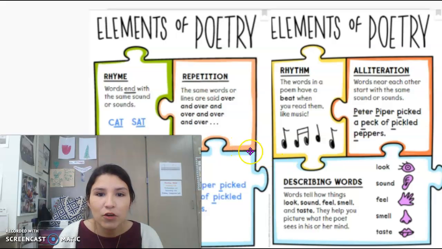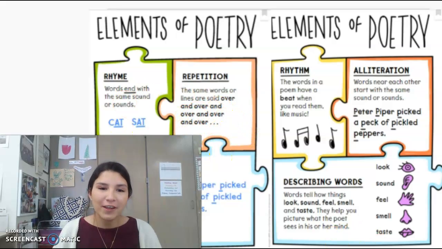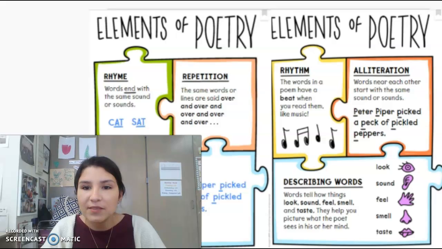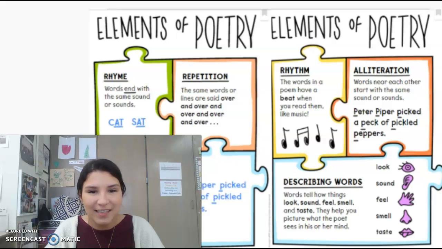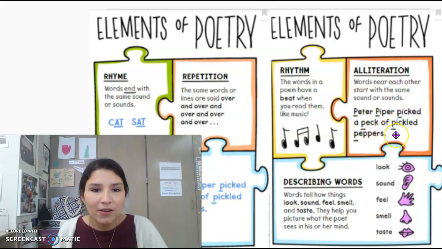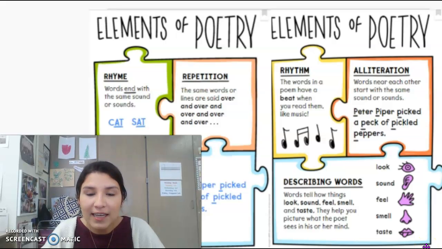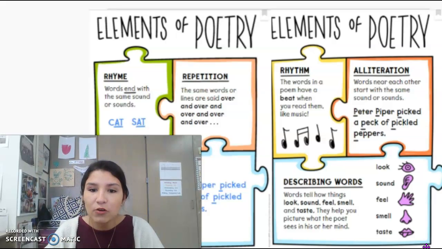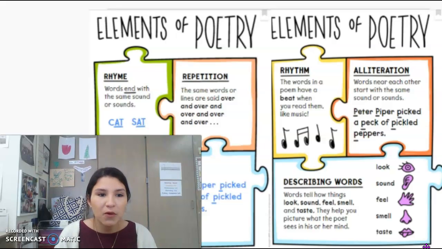Repetition: the same words or lines are said over and over again. Right here is an example of repetition. I kept saying over and over again. Okay? Alliteration: words near each other start with the same sound or sounds. Peter Piper picked a peck of pickled peppers. Okay, so that's an example of that. What letter are we focusing on? The letter P. Then we have describing words. Words tell how things look, sound, feel, and taste. Those are our 5 senses. They help you picture what the poet sees in his or her mind. Let's go ahead and talk about each one a little bit more.